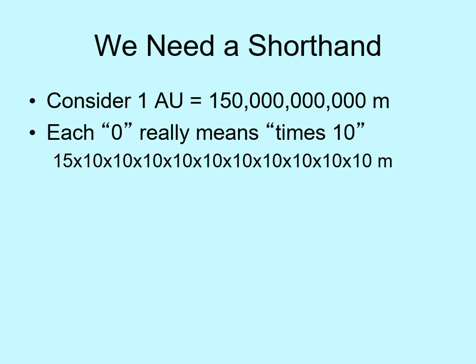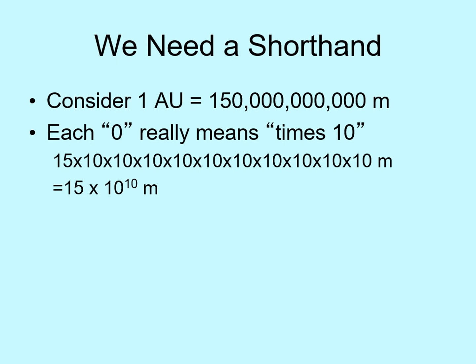So here's the trick. We take all those times tens and compress them down into just one, with a little number up top called the exponent. Since we started with 10 zeros, the exponent tells us that you multiply times 10 a total of 10 times. So that 150 billion meters is now 15 times 10 to the 10th power meters.